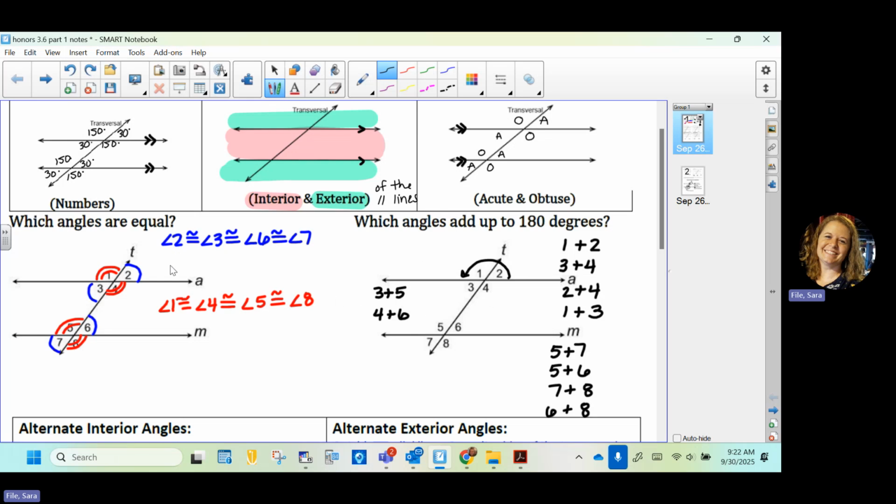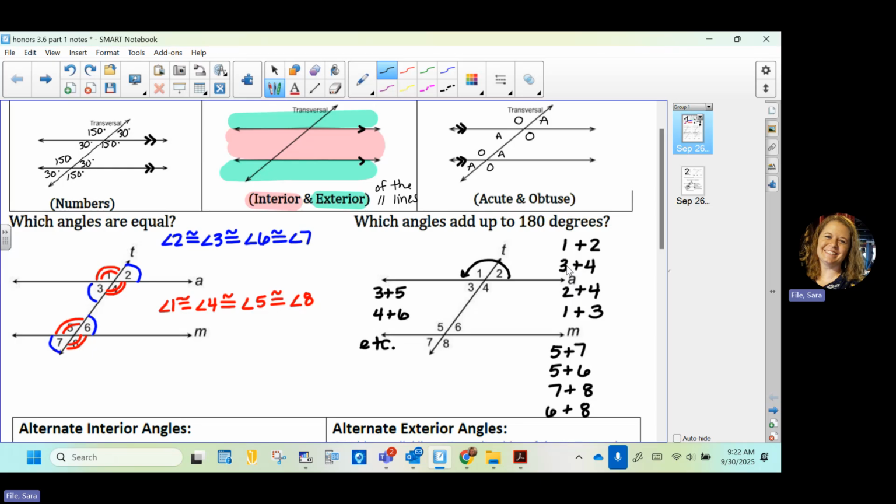Let's see. So 2 and 1, 2 and 4, 2 and 5, 2 and 8, right? 3 and 1, 3 and 4, 3 and 5, 3 and 8. 6 and 1, 6 and 4, 6 and 5, 6 and 8. 7 and 1, 7 and 4, 7 and 5, 7 and 8. You don't have to list them all. If you get the idea, I'm just going to put etc. Because there's a lot of combinations of angles here that are supplementary.